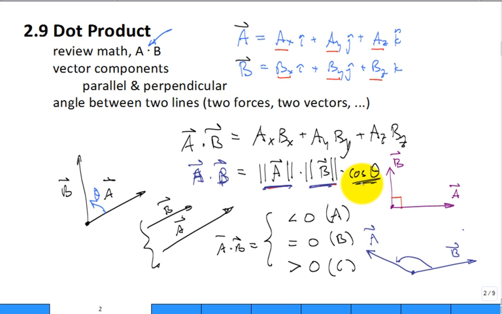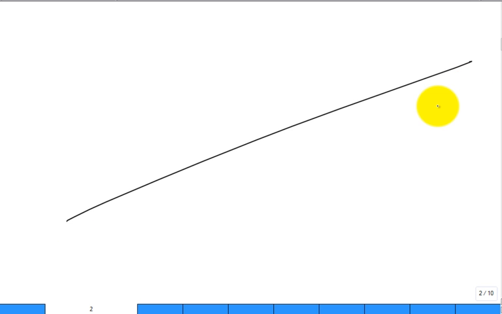Okay. Now, you can see that if you get good at reviewing the dot product, you can use it to get components of a vector in a direction parallel to a given line. So let's introduce a new page and discuss that. So I have a line. I'll just draw it right here. That's my line.